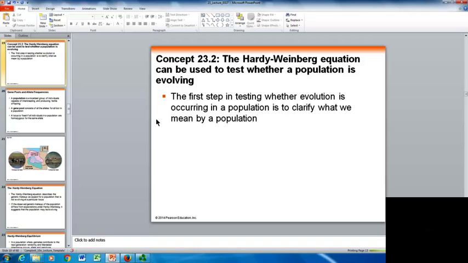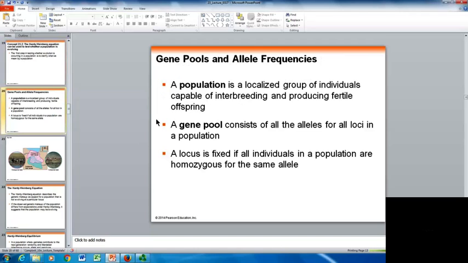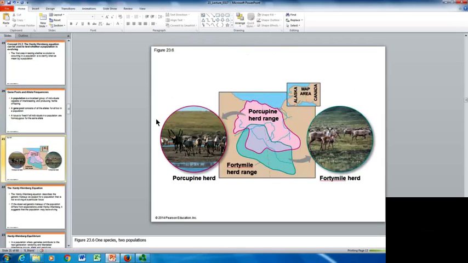The first step in testing whether evolution is occurring in a population is to clarify what we mean by a population. So a population is a localized group of individuals that are capable of interbreeding and producing fertile offspring. The gene pool is going to be all of the alleles for a loci in a population. If the locus is fixed, all the individuals are homozygous for the same allele. They're all going to have the same allele. So here we can see where you've got a porcupine herd range and a 40-mile herd range, and this area where they overlap.